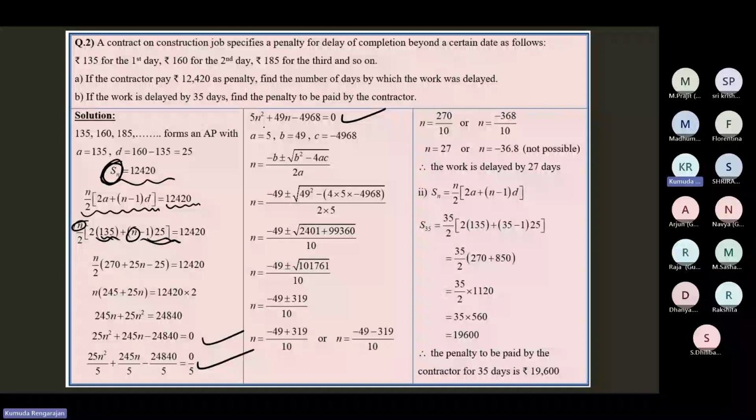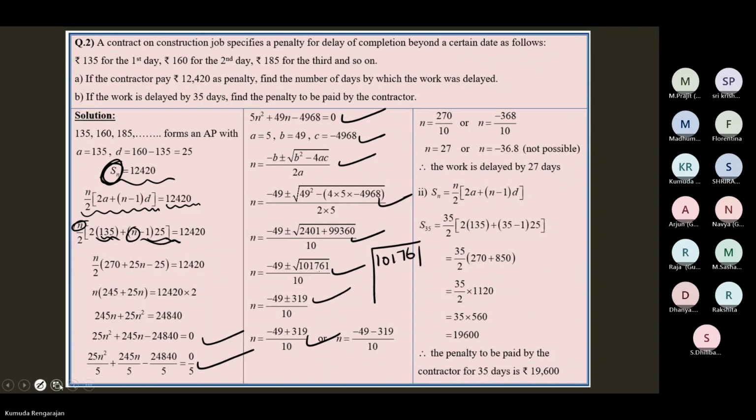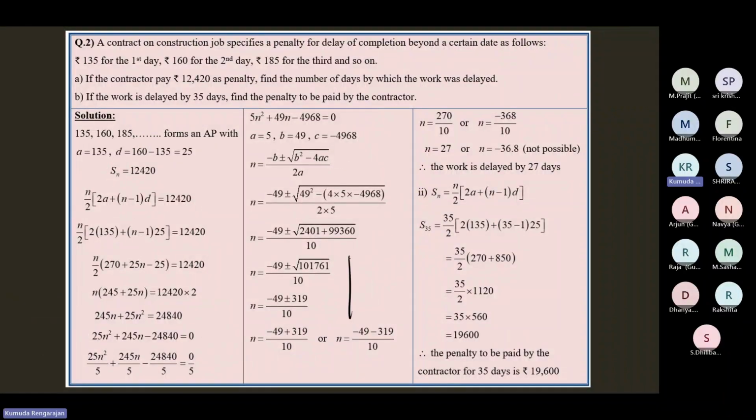And then this one, it's too large to split the middle term. So use the quadratic formula. You must know the long division method to find the square root of 101,761. Otherwise, you cannot proceed. Yeah, so like that we find N. N is 27 or minus 36.8. Number of days cannot be negative. So we reject this and we go ahead with 27. So the work is delayed by 27 days.